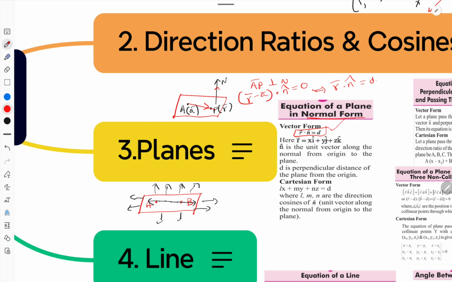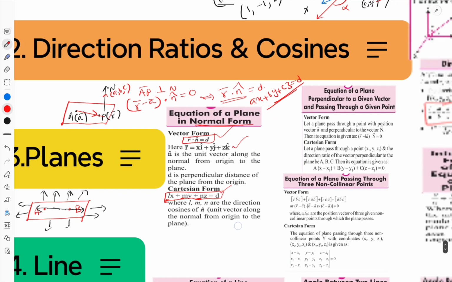And the Cartesian form of the equation of a plane, by choosing R bar equal to xi plus yj plus zk and substituting this, and the DRs of the normal, suppose it is A, B, C, then the equation would be ax plus by plus cz equal to D. If L, M, N are the DCs of the normal, then that RHS, whatever you get as D, is the distance from the origin. This is the equation of a plane in normal form.